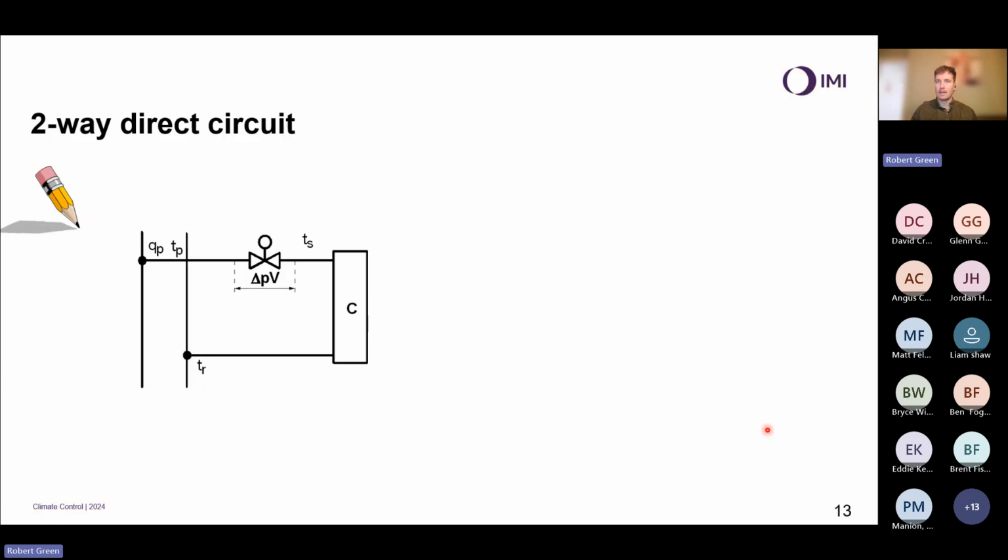So let's have a look at it, and let's have a look at asking some of our fundamental questions. So here we have a very simple setup with a control valve serving an emitter. This could be a fan coil unit, for example. And we want to ask some of our questions. On the primary side, is it an active circuit or a passive circuit? Is there an available differential pressure driving the flow through that circuit?